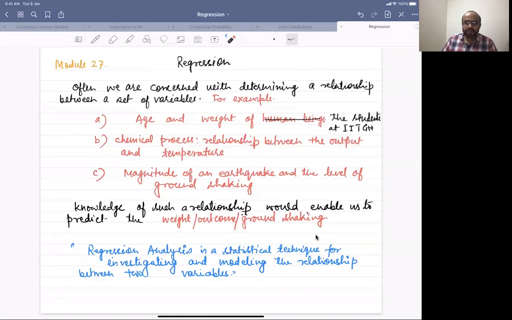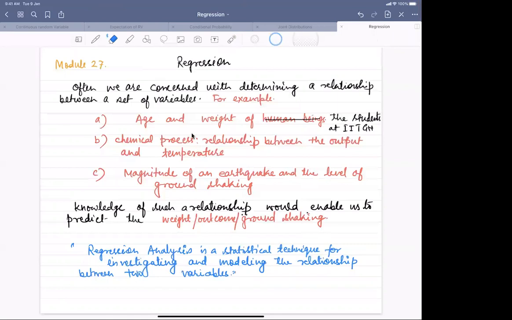So why do we perform regression, or what do we mean by regression first? Often in our daily life, in our experiments, or in some naturally occurring phenomena, we are interested in learning about a relationship between a set of variables. For example, age and weight of the students at IIT Gandhinagar. Similarly, examples from chemical engineering: the relationship between the output and the temperature at which the reaction takes place. Or the magnitude of an earthquake and the level of ground shaking that earthquake produces, right?